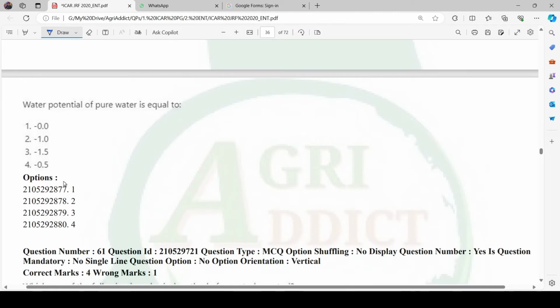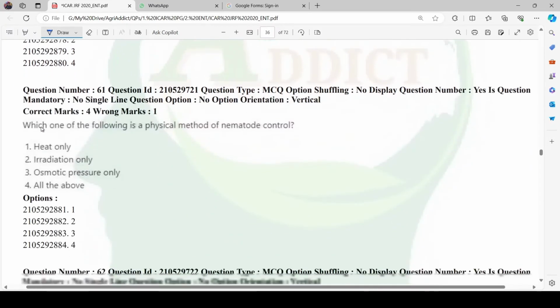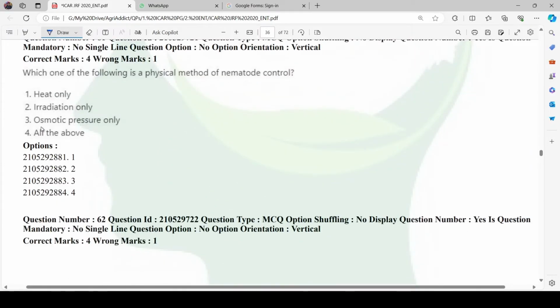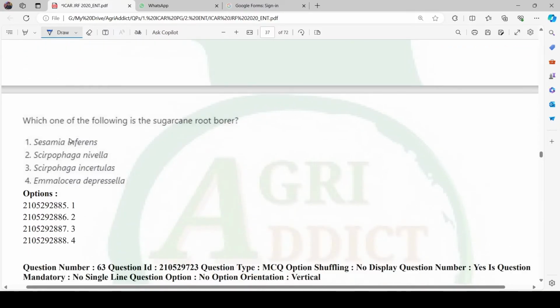Water potential of pure water is equal to 0. Very easy basic question from plant physiology. Pure water potential is 0. Which one of the following is a physical method of nematode control? Heat only, irradiation only, osmotic pressure only. So heat, irradiation and osmotic pressure, all of these are physical methods to control nematodes. So all of these, that is option 4, is the correct answer.